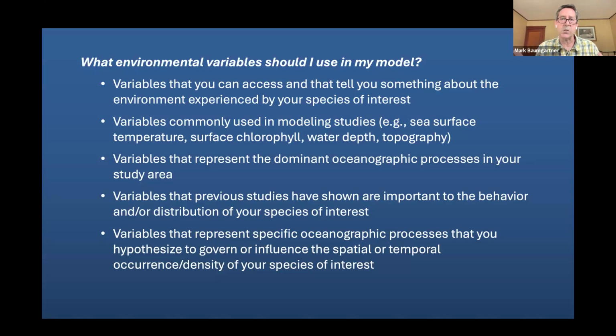So there's lots of different reasons why you might use these variables. What I'm going to stress from here on out is just be really thoughtful about it. Just ask yourself, why is it that I'm including this variable in my model? What is it going to tell me? And how will I interpret it if it comes out the back end of the model as being significant?